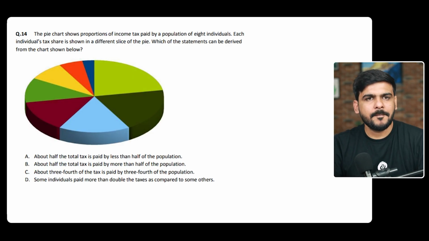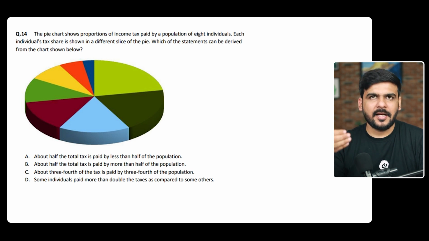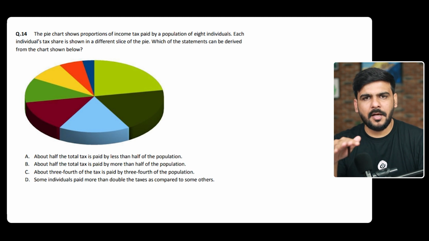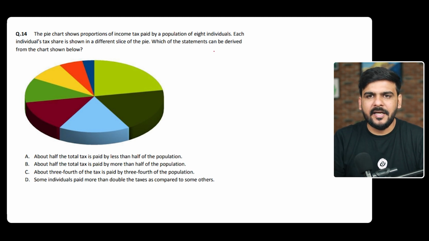It came in CEED. So this question says the pie chart shows proportion of income tax paid by a population of 8 individuals. Each individual's tax share is shown in this pie chart, and then certain statements are given. So we have to see which of the following statements are true. So it is a multiple select question. So let us see the first statement here. And as we can see from the question also, a total of 8 individuals are there, right? So this we have to keep in mind.